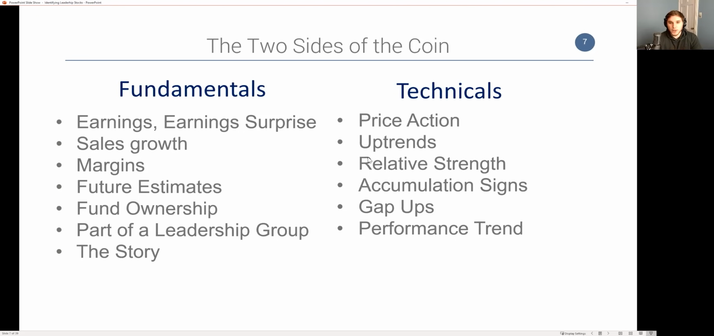And what I look for are stocks in overall long-term uptrends showing relative strength characteristics. I want to see a ton of accumulation signs, which we'll get into. I want to see gap ups on volume. And I want to see performance trend above all those key moving averages.